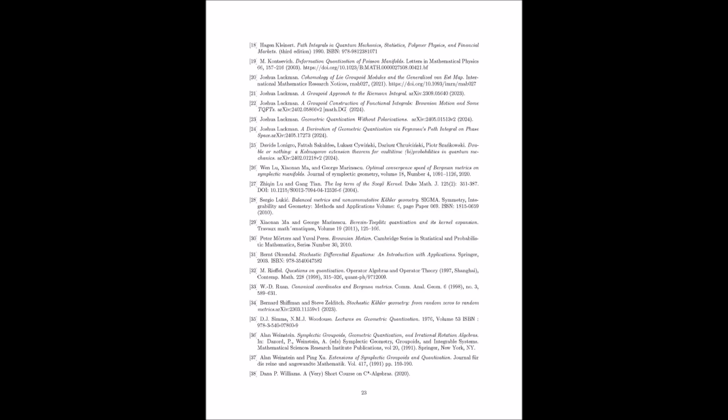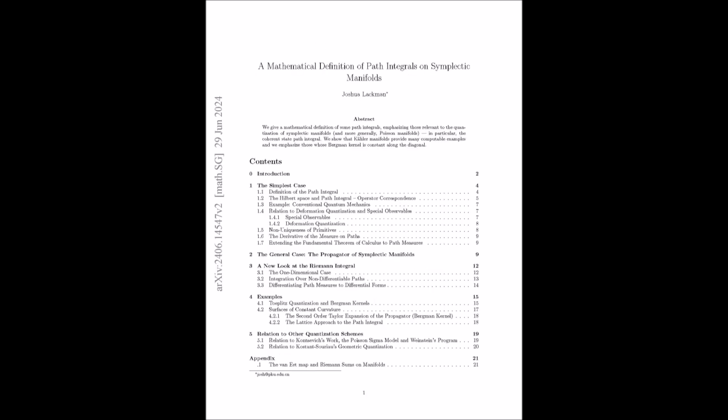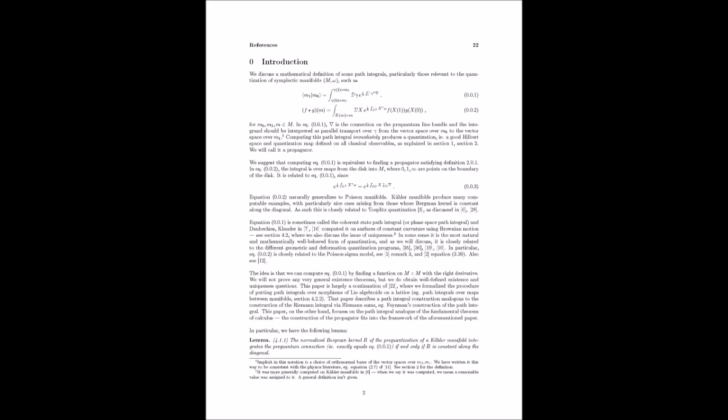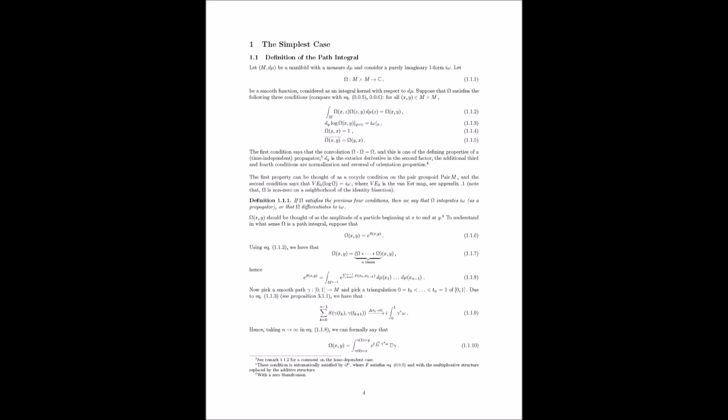Can you break those down for us? What are these different types of quantization, and how does Lackman's work fit in? Well, in the simplest terms, quantization is how we take a system from the world of classical physics to the world of quantum physics. It's like translating between two different languages. Deformation quantization uses algebraic methods to do this, while geometric quantization relies on geometric structures. So two different approaches to the same problem. Exactly. And Lackman is finding some common ground between them.